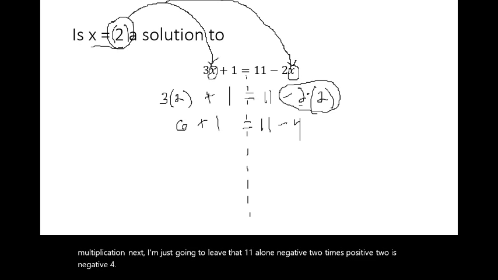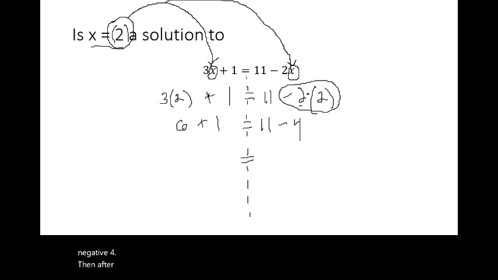Then after multiplication, on the left-hand side, I'm going to do the addition. 6 plus 1 is 7. And then on the right, 11 minus 4 is 7.